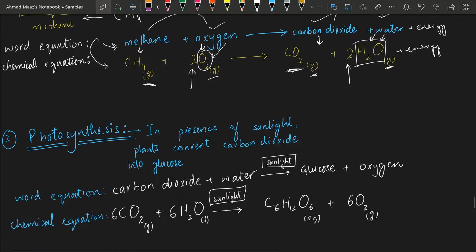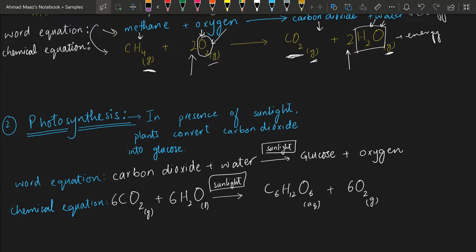Let's move on. Photosynthesis, a very essential chemical reaction which basically provides energy for almost everything in the world. In presence of sunlight, plants convert carbon dioxide into glucose, and obviously they use water from the soil as well. So if you write the word equation for the reaction of photosynthesis, then it is something like this. Carbon dioxide reacts with water in presence of sunlight to give glucose and oxygen gas.